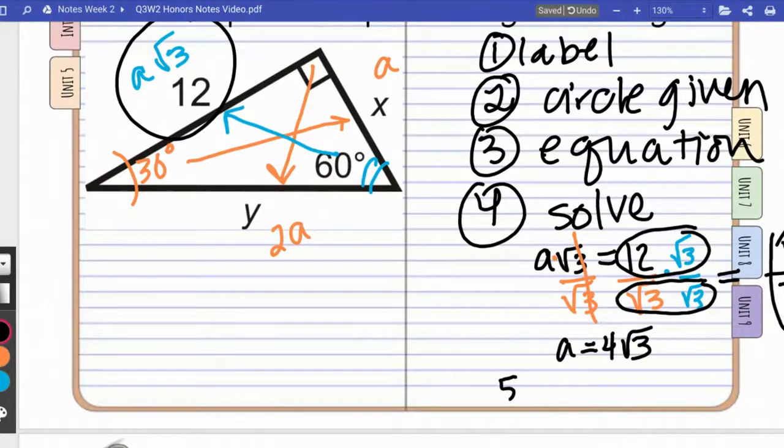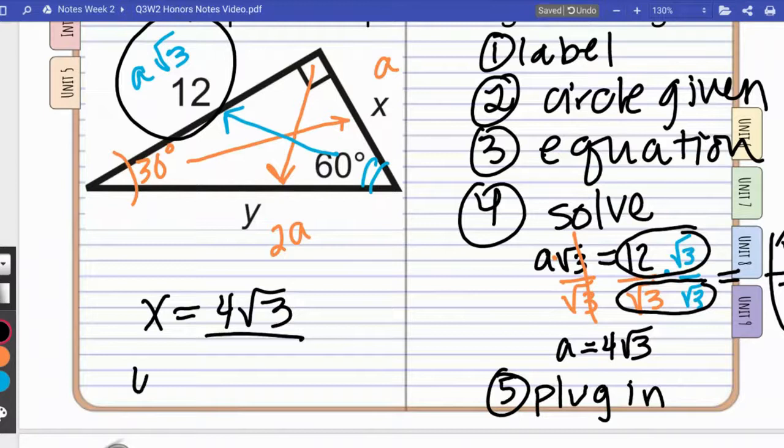So step 5, let's plug it in. So x is just A, and A is 4 square roots of 3. And y is twice that amount, which we said will be 8 square roots of 3.